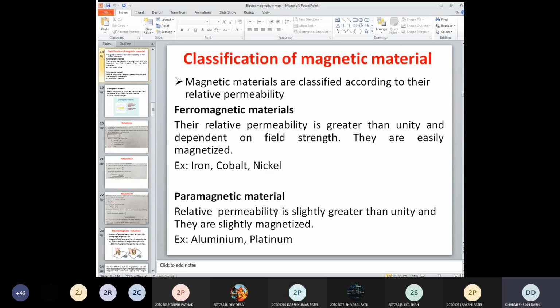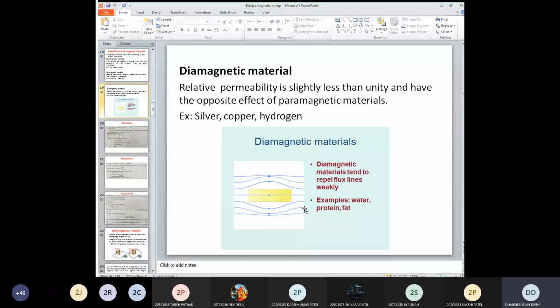Same way, what is paramagnetic material? The relative permeability of the material is slightly greater than 1 but less than the permeability of the ferromagnetic material, and that is called a paramagnetic material, like aluminium or platinum. And third is diamagnetic material, in which the permeability is slightly less than unity, less than 1, and they have the opposite effect of paramagnetic material.